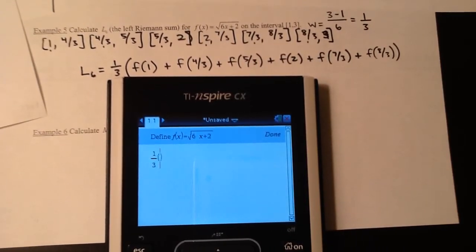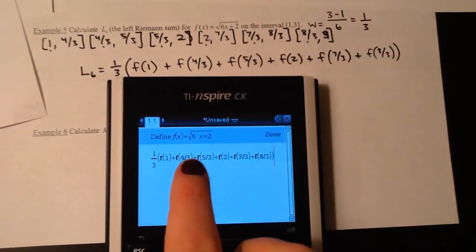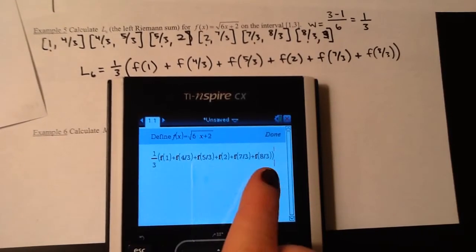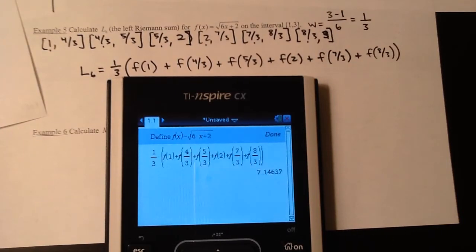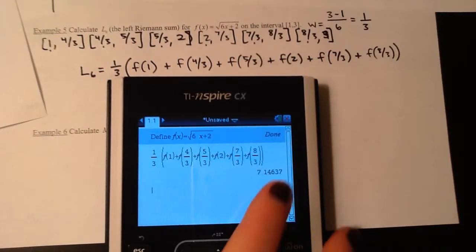and then in parentheses, f of 1. Let's try that again. f of 1 plus f of 4/3 plus f of 5/3 plus f of 2 plus f of 7/3 plus f of 8/3. Okay, so here's the width right here. And then 1, 2, 3, 4, 5, 6 rectangles. For the height, we're using the left endpoint. So for example, on the interval from 5/3 to 2, we're using the endpoint of 5/3. So if we get an approximation here, 3 decimal places would be 7.146.